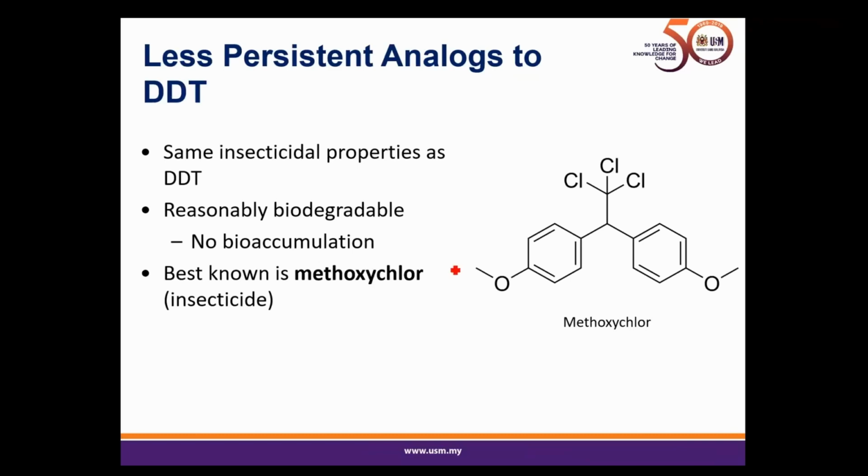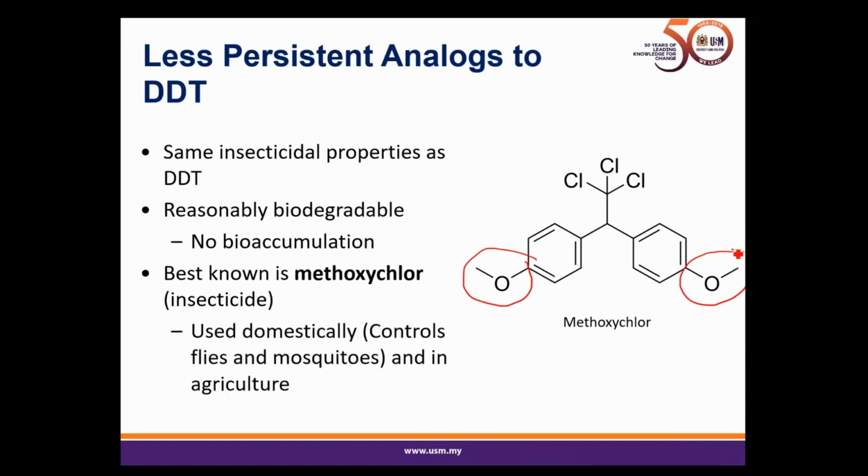Here, what is different is that the para position is now replaced with a methoxy group. The reason for that is that it is water soluble. It is easily biodegradable. It cannot bioaccumulate in the body because it is water soluble. So it's used domestically to control flies and mosquitoes and also in agriculture.